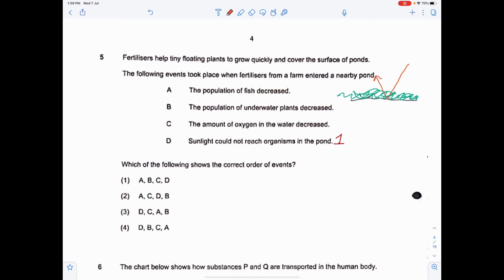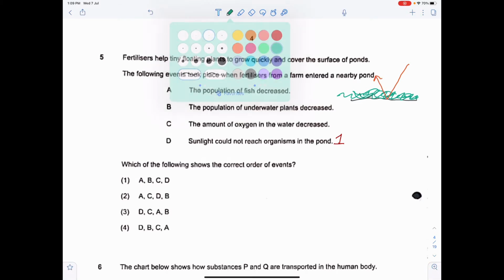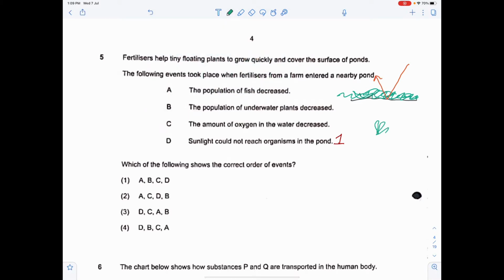Right? Where your other underwater plants are. So these underwater plants here will not be able to have any sunlight. Eventually, these plants will die. Okay? So that is number 2. The population of plants will decrease. Underwater plants. And then when they die, what happens is that you have your decomposers coming in, your bacteria.